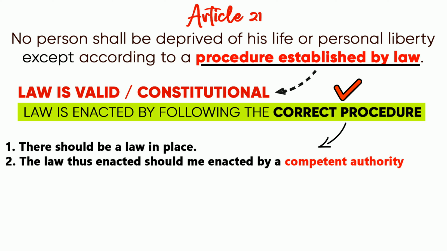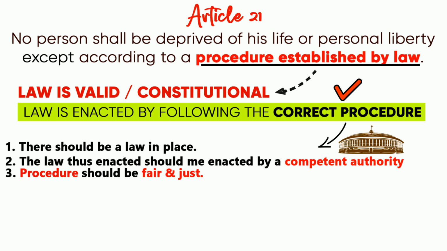That is, it should be enacted by the Parliament, which is the ultimate law-making organ of the government. 3. The procedure followed while enacting such a law should be fair and just. For example, consider a bill which is first introduced in the Lok Sabha. When the Lok Sabha passes that bill, it needs to be passed to the Rajya Sabha, and when Rajya Sabha also passes that bill, it needs to be passed to the President for his assent, and when the President gives his assent, the bill becomes an act.